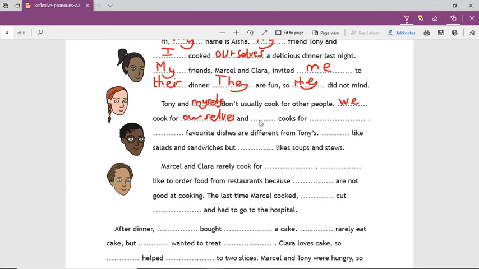and actually in this case I'm going to rub this out because I thought of a better way of doing it. So we don't cook for other people, and the answer is going to be I cook for myself, and he, talking about Tony, cooks for himself.